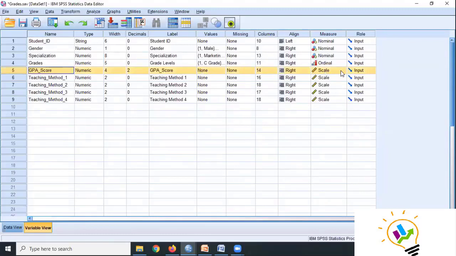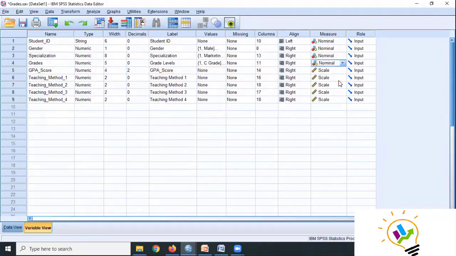This GPA score is scale data. And the marks also. Teaching method 1 marks, teaching method 2 marks. And in this way, we have taken all the marks. These all are scale data. And data which is in order form, like first rank, second rank, third rank, or if you're talking about grades, first grade, second grade, third grade, this type of data is called ordinal data.